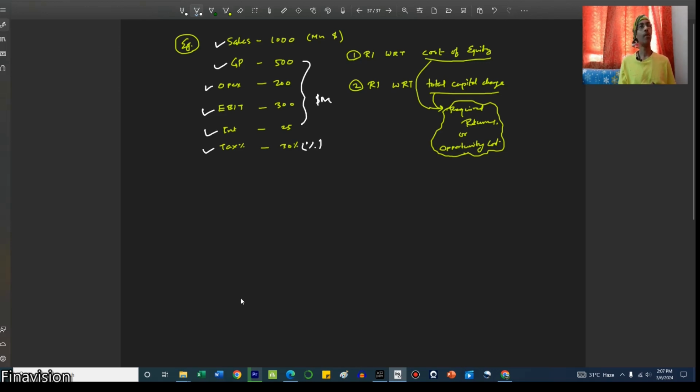Whenever we calculate residual income, we will encounter two ways of doing it. One is residual income with respect to cost of equity, or required return on equity. The second method is residual income with respect to total capital charge, which can also be called cost of capital.